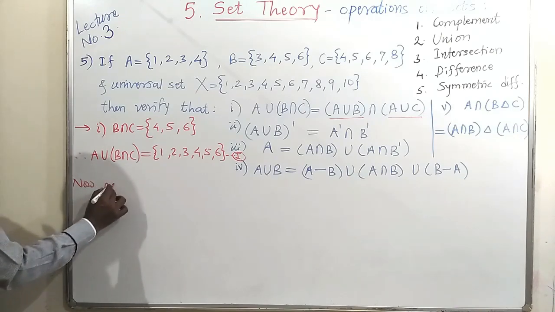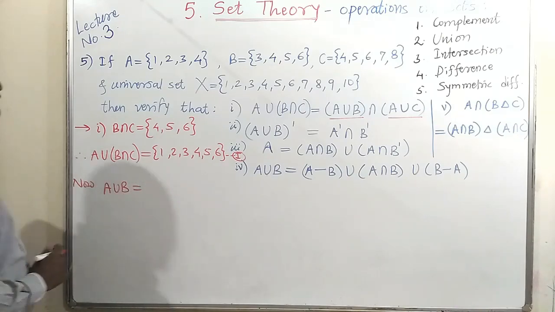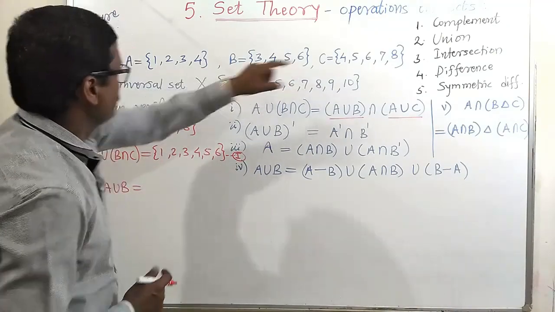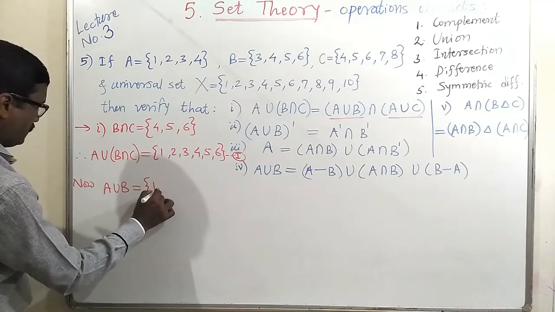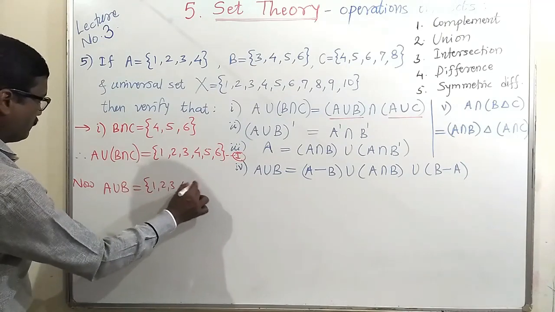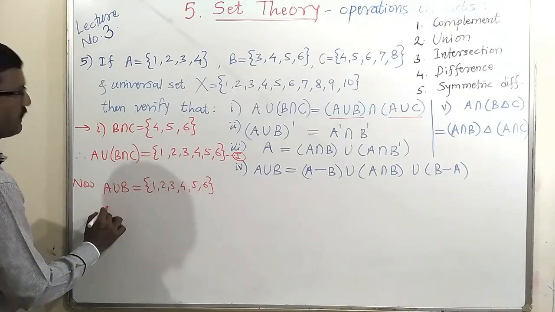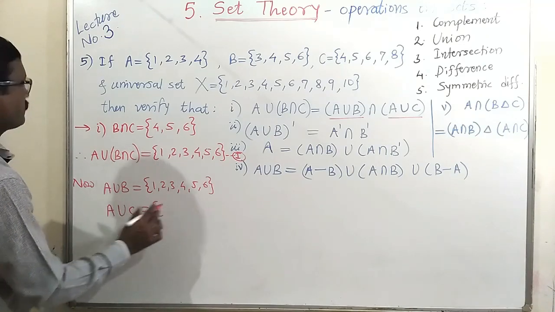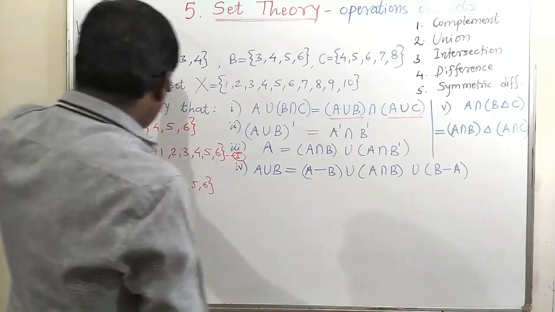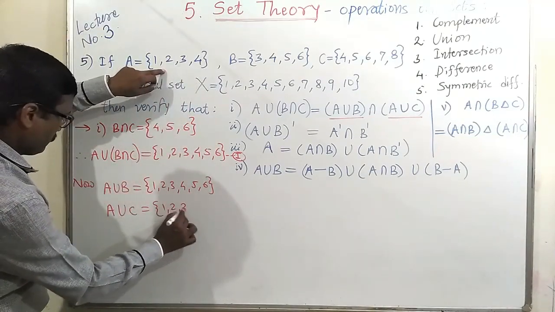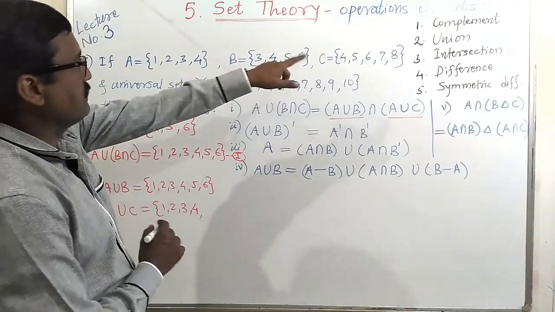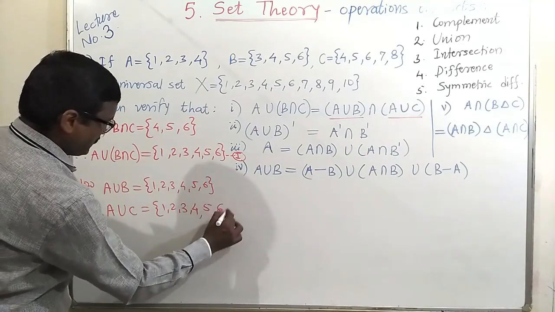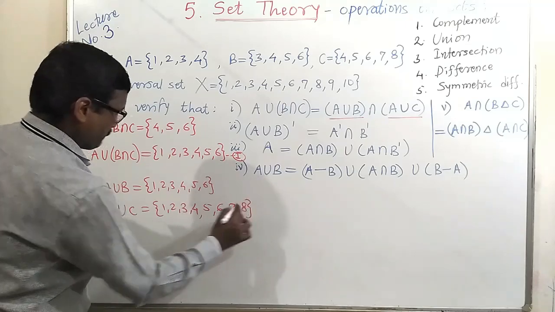Now, what is A union B? A union B means the union of these two, which is 1, 2, 3, 4, 5, 6. So A union B is 1, 2, 3, 4, 5, 6. Then A union C. A is 1, 2, 3, 4 union, and C contains elements 4, 5, 6, 7, 8. That 4 is already there, so 4, 5, 6, 7, 8.